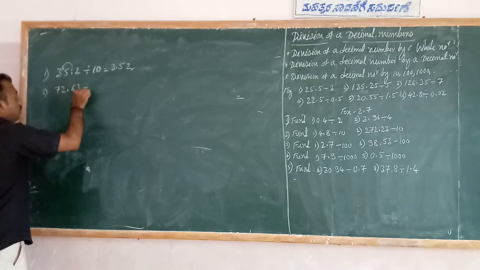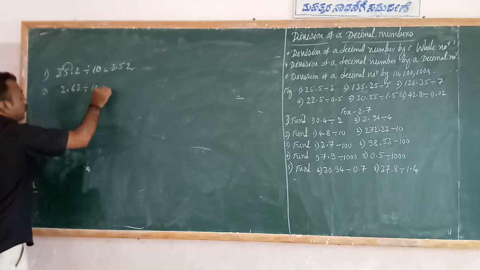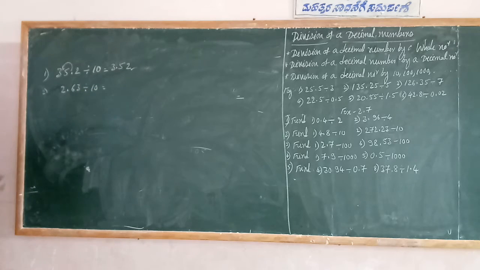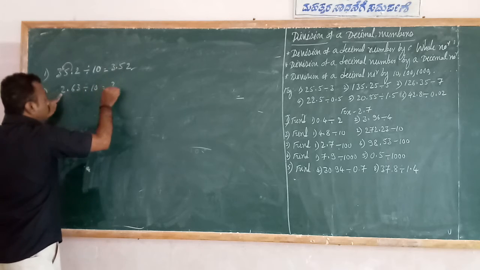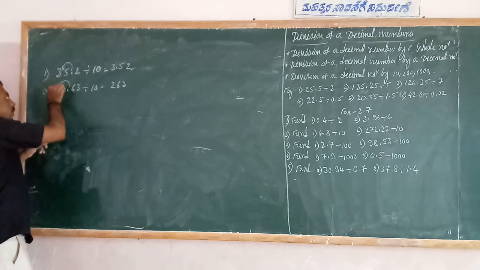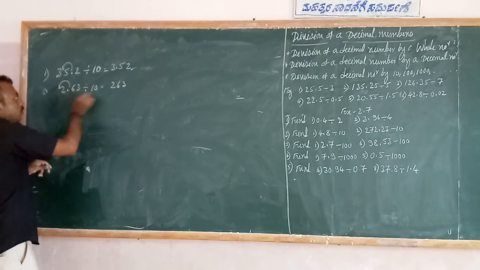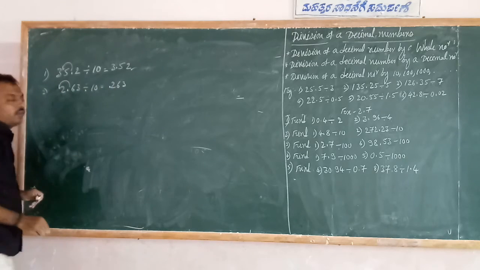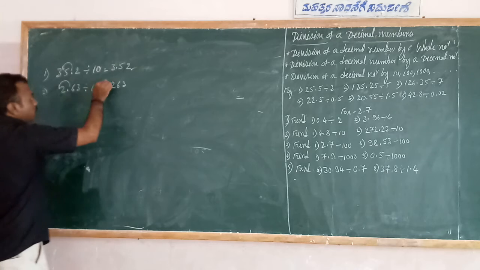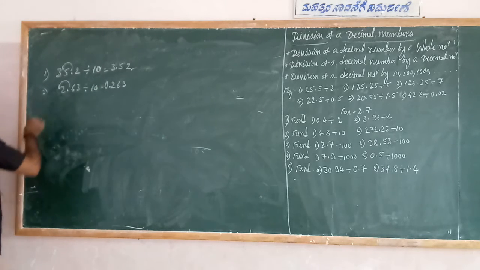2.63 divided by 10. That much only I have to take. See what will become. So 263 as it is right now. The point is shifted to the left side because of only one zero. That's why the point goes before the 2. So nothing is there, means what is there here? 0. So the answer becomes 0.263. So I will take one more example.